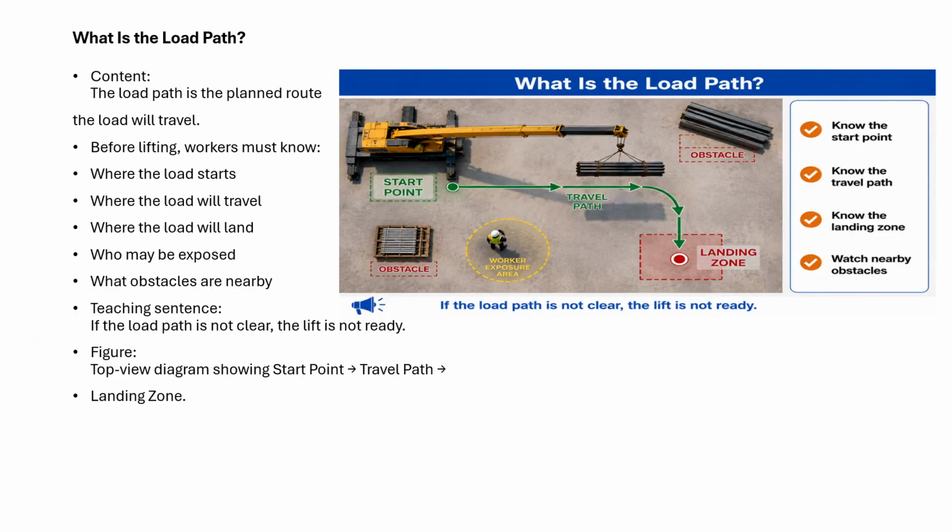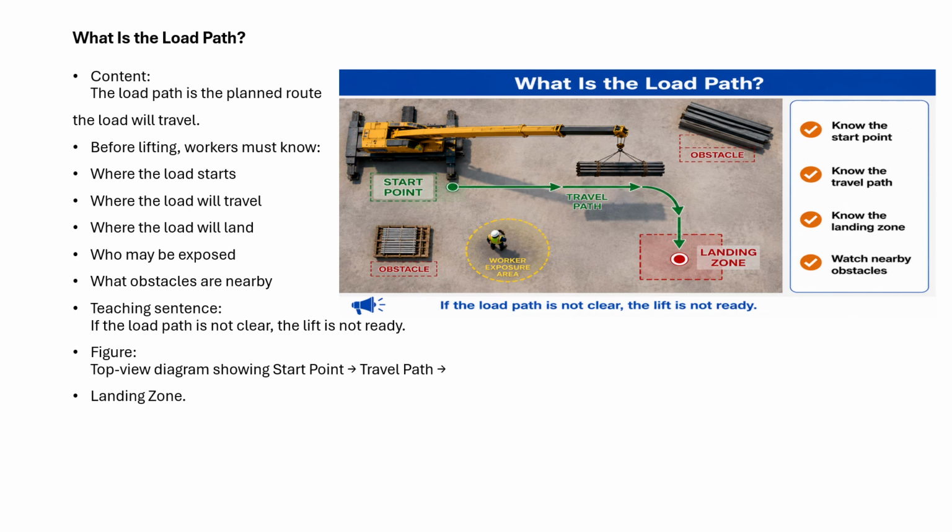What is the load path? The load path is the planned route the load will travel. Here is the green line. Before lifting, where the load starts is the start point here. Where the load will travel is the green line.